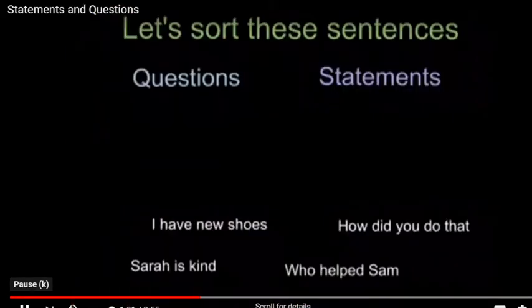Okay, let's sort these sentences. Now we have a short warm-up task. We have sentences and we will see whether each is a question sentence or a statement sentence. Then it's over to you. Have a look at this first one here. I have new shoes. So, read it again by yourself. I have new shoes. Yes.